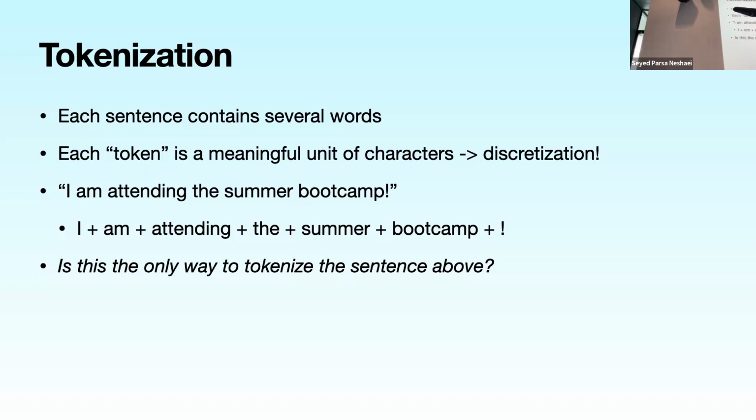Like we have either this word or that word. We don't have real value data such as different time series. So tokenization also helps us with the process of discretization. So we make discrete values afterwards.